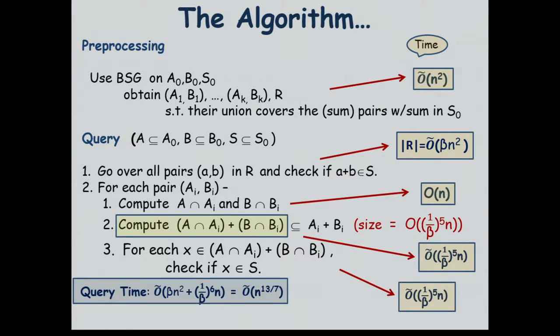But putting this all together, you get beta of n squared time because of this line for the query, and 1 over beta to the 6th. As I mentioned, 1 over beta rounds, and each one is 1 over beta to the 5th n. So you get 1 over beta to the 6th n. And if you put a trade-off of 1 over beta equals n to the 1/7, you just get this n to the 13/7 time. Okay? So that's really the whole algorithm.